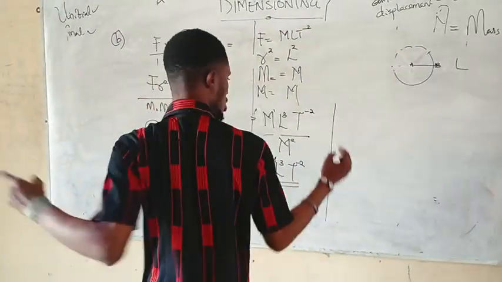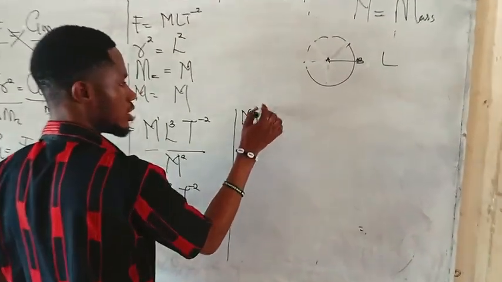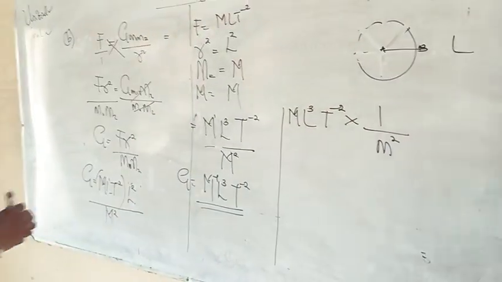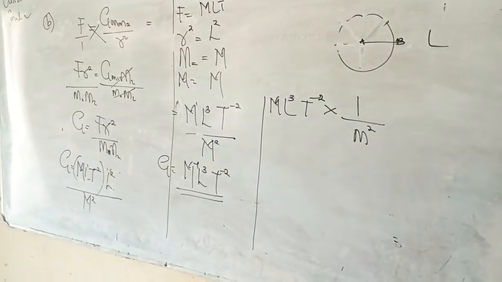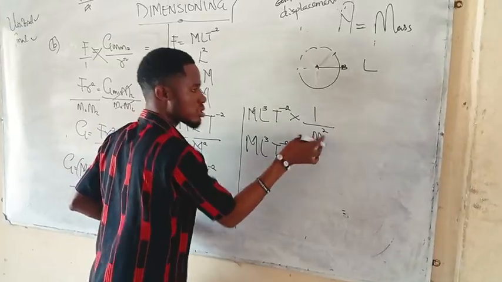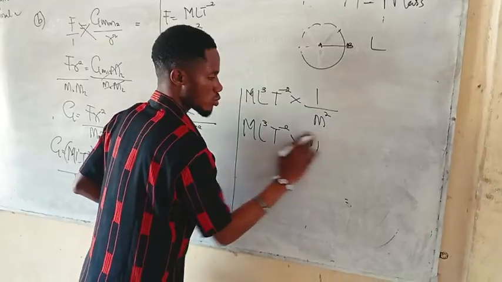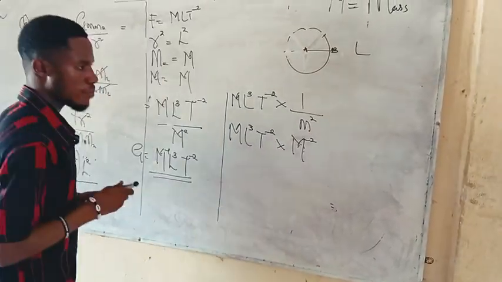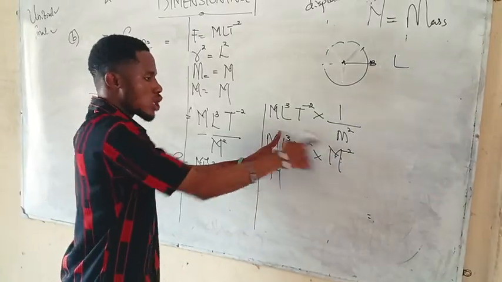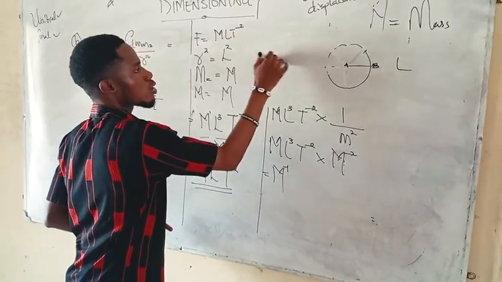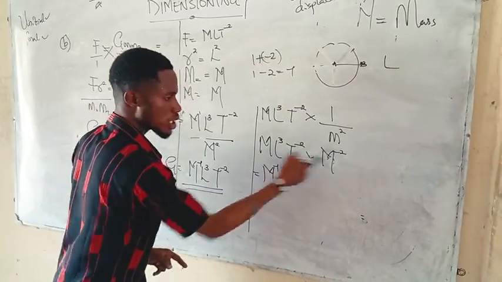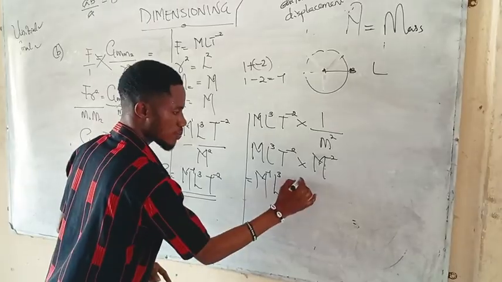Using the second method, push out the numerator. I have M L raised to the power of 3, T raised to the power of minus 2 times 1 all over M squared. From here, I have M L raised to the power of 3, T raised to the power of minus 2 times, inverting this, M raised to the power of minus 2. I pick 1 M here and add powers: 1 plus minus 2 gives minus 1. L does not have anything to multiply with, you have 3. T does not have anything to multiply with, you have minus 2.